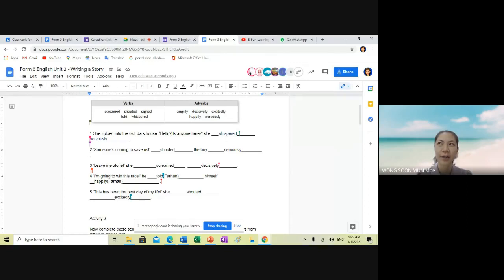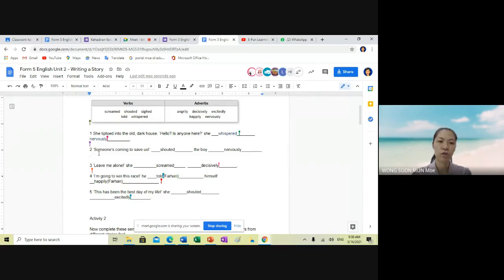Okay, your explanation is logical also, right? Maybe she's supposed to be shouting like, "Hello, is anyone here?" But it won't make sense if she tiptoes into the house, right? Since she's tiptoeing, that means she is trying not to make noise. So maybe whisper is also correct, right? Farhan's explanation is also logical. Maybe she walks quietly, but then she wants to shout and see whether anyone can hear her, right?